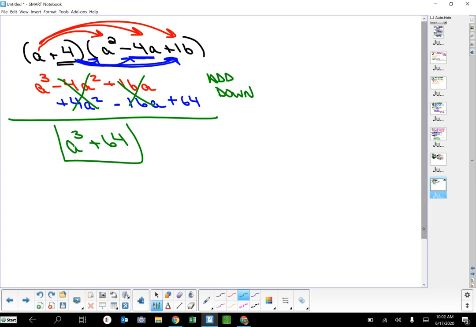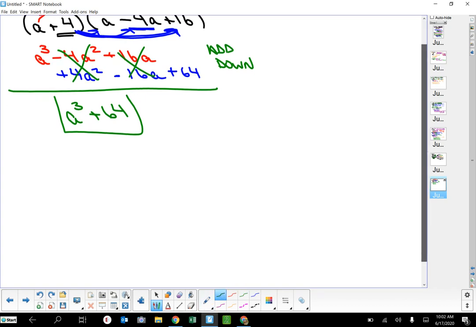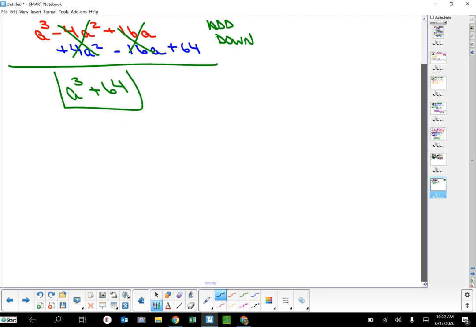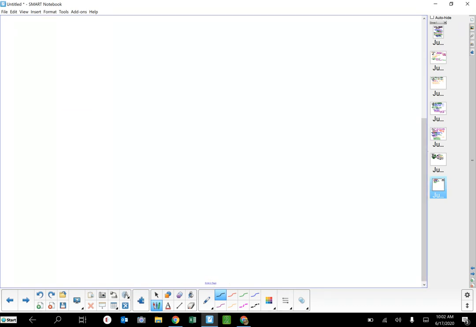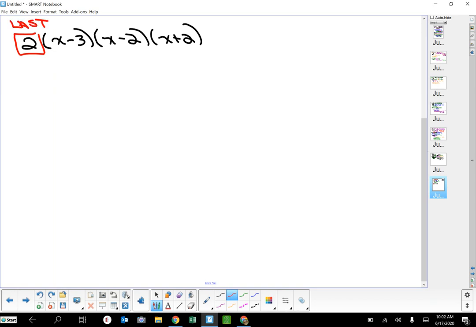All right, and then the last one just has 3 sets of parentheses with some other information happening. So I just want to cover it to make sure you know the process to go about it. So multiply 2 times x minus 3 times x minus 2 times x plus 2. Well, I want you to do this last. Okay, make that the last thing you do. So what we're going to do here is FOIL first. So we're going to do the x minus 3 times x minus 2.